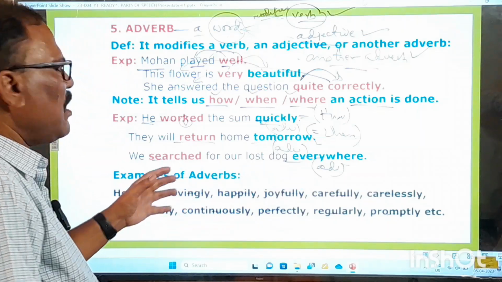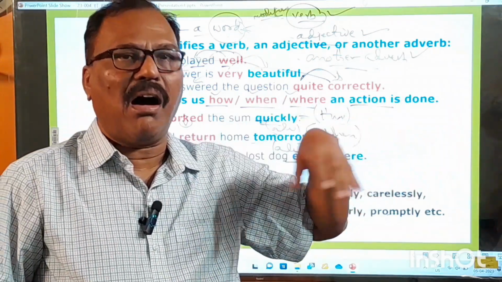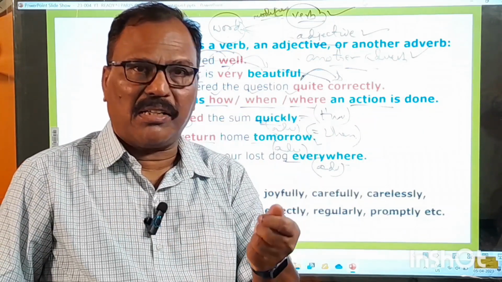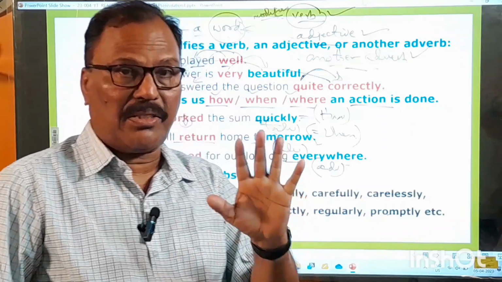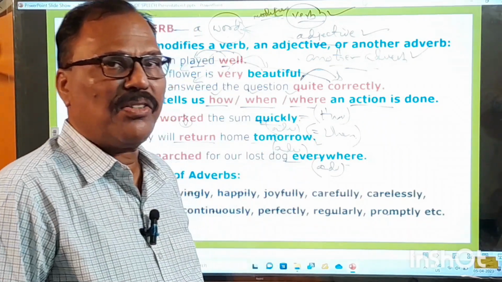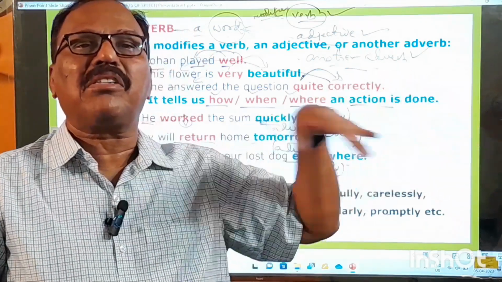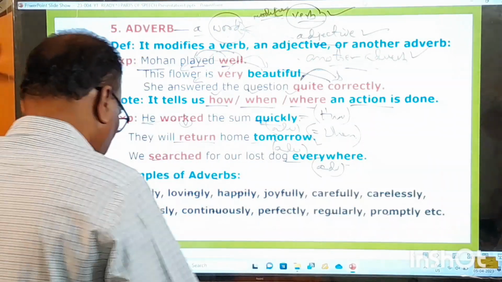So generally the words ending in ly are adverbs, though some other words are adjectives. For example, lovely is not an adverb, it's an adjective. Like that, some other words are also there, but generally all ly ending words are adverbs. This point you have to understand, right?